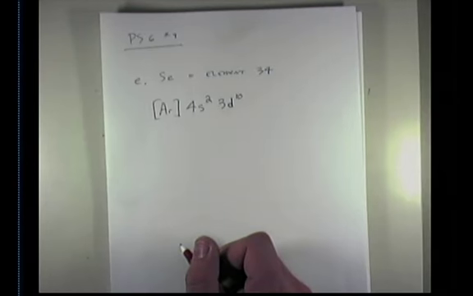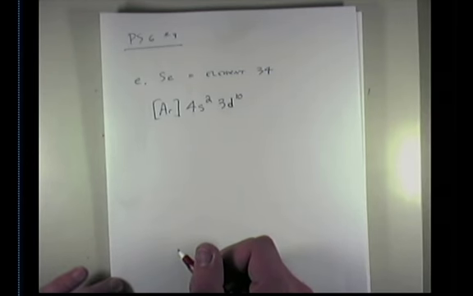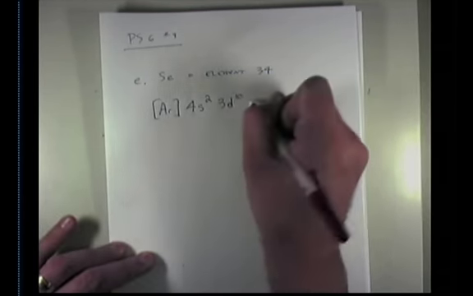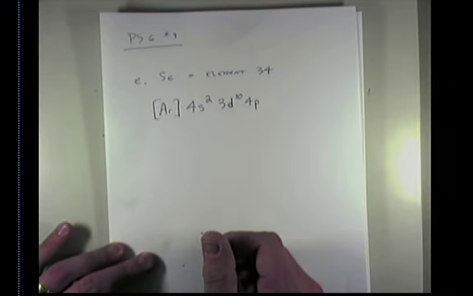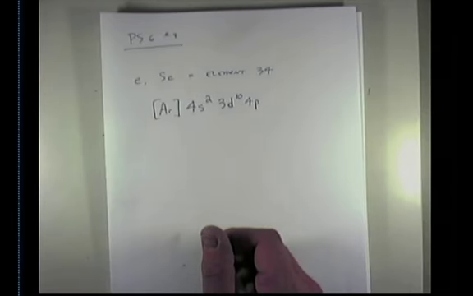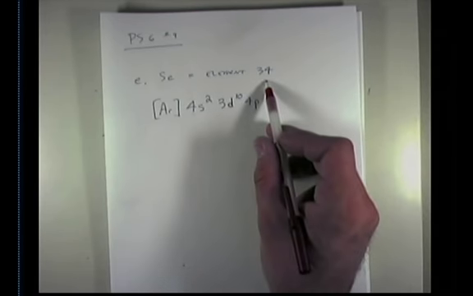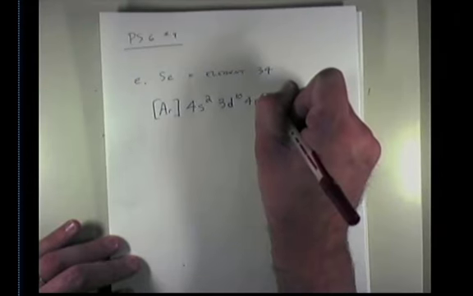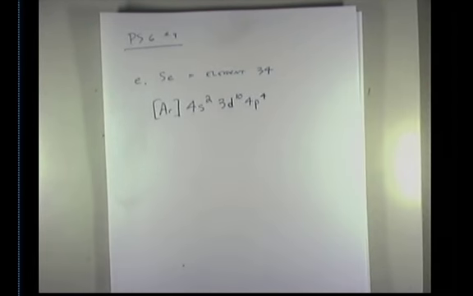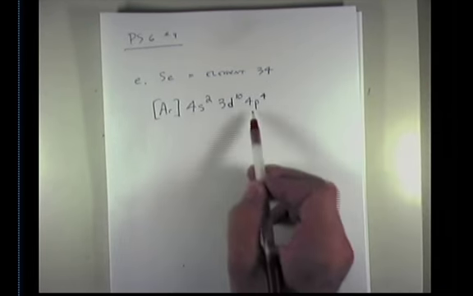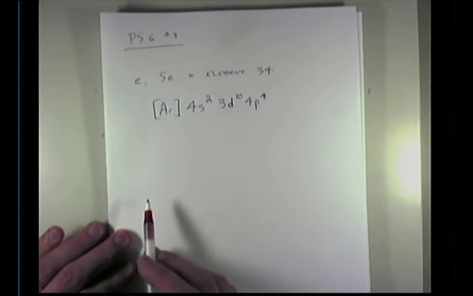I'm now at element 31. Element 31 is gallium, which is the first element in the 4p row. I now count up 31, 32, 33, and 34. I'm finally at element 34, selenium, which has 4 electrons in the 4p row. So this is the condensed or abbreviated electron configuration for selenium.